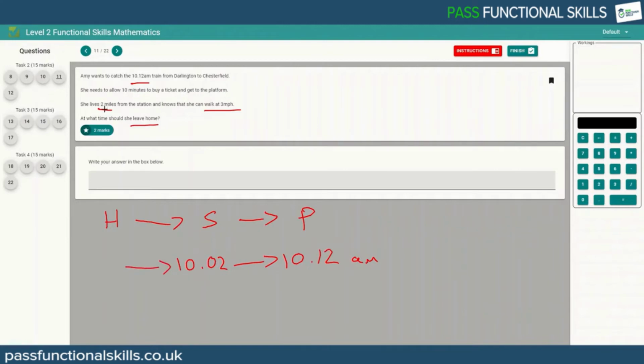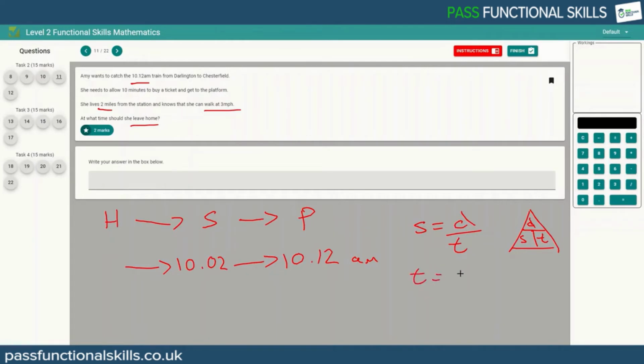So we're told that she lives 2 miles away, and we're assuming she walks at a constant speed of 3 miles per hour. To work out how long that will take, we use the relationship between speed, distance and time, which you can either write like that, or if the triangle method's more helpful for you, write it that way. Some people find it easier. Rearranging this to find the time it takes, we bring time up here and speed down here.